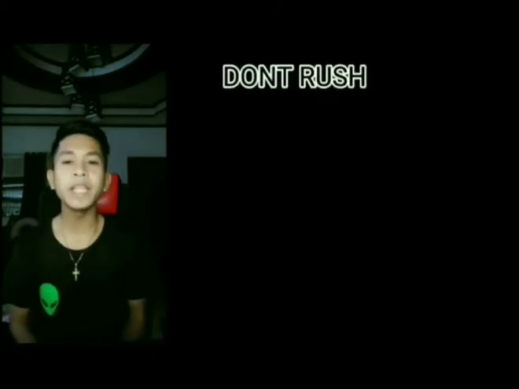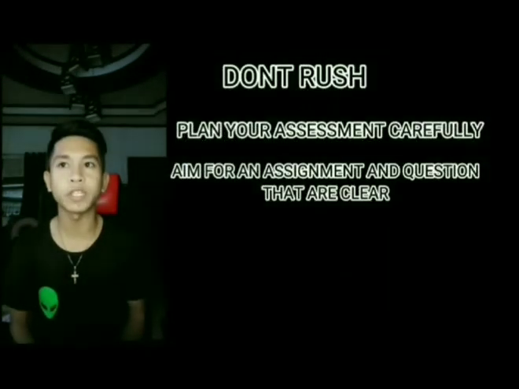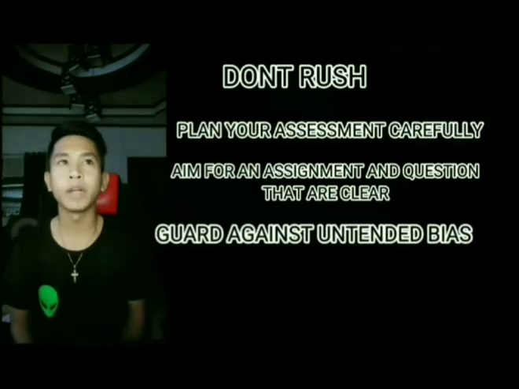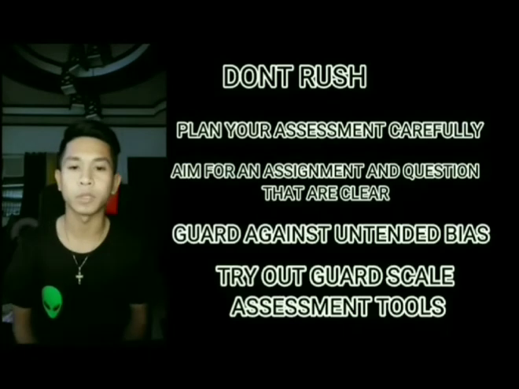How are we going to ensure that our assessment is not biased and is fair? First, don't rush. Second, plan your assessment carefully. Aim for assignments and questions that are clear. Guard against unintended bias and try out large-scale assessment tools.